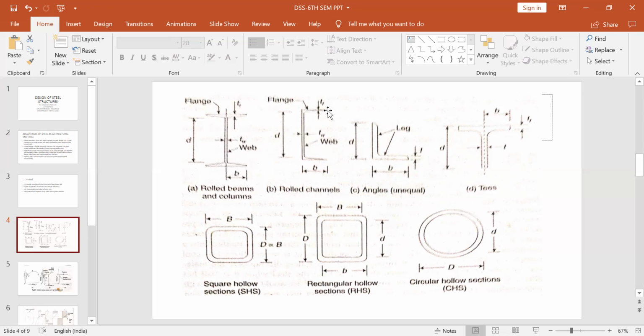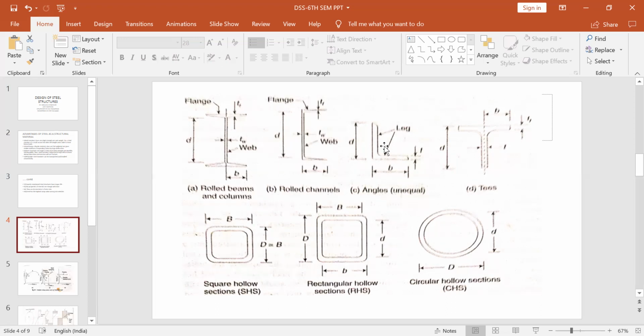These are all rolled sections. That is, these are all made and fabricated in factories and workshops. So these are already made, and taken directly to the site for erection. Second is the C section or the channel section. Again, it has two flanges and one web. Two flanges connected to one web. Thickness of the flange is TF, thickness of the web is TW. So this is the C section or channel section. B is the breadth or width of the flange.